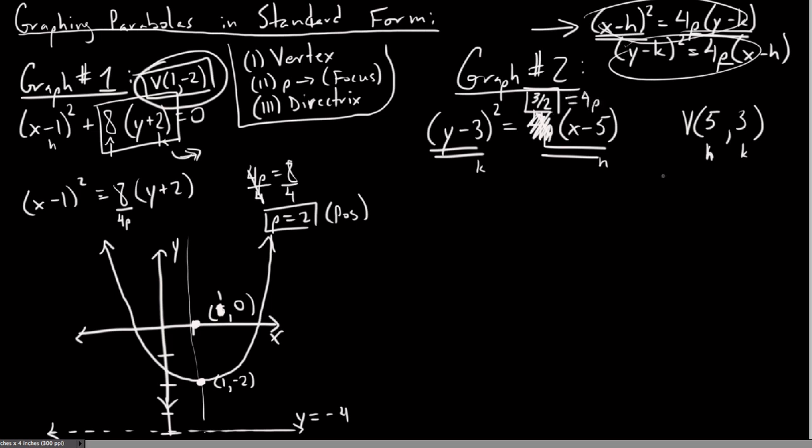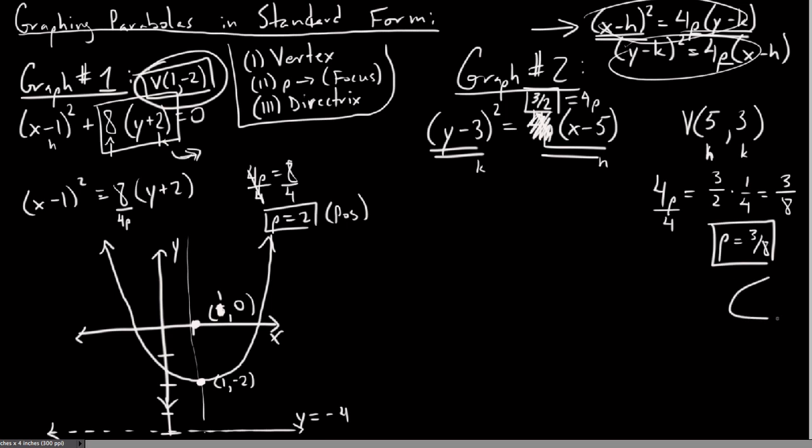Off to the side here, we'll do a little solving. We say 4p is equal to 3/2. Solving for p, we'll divide both sides by 4, or we could multiply by 1/4, but we end up with a p-value of 3/8. So p is 3/8, and this is positive. Since the y quantity was being squared, we know that this opens left or right, and since p is positive, the focus must lie to the right of our vertex, which makes sense. This opens to the right as opposed to the left.